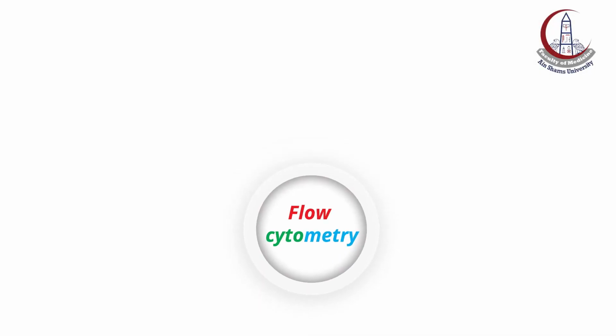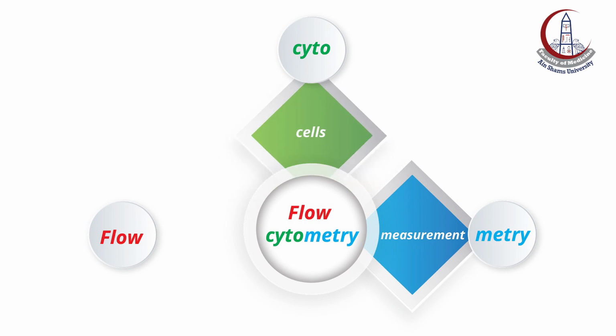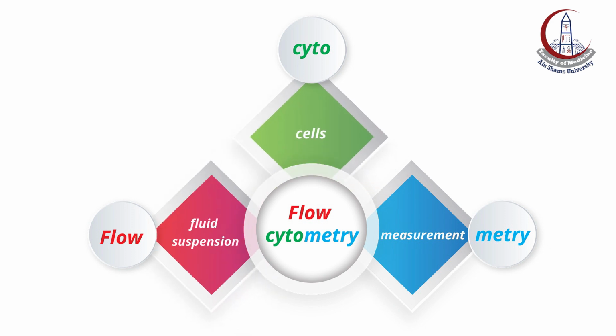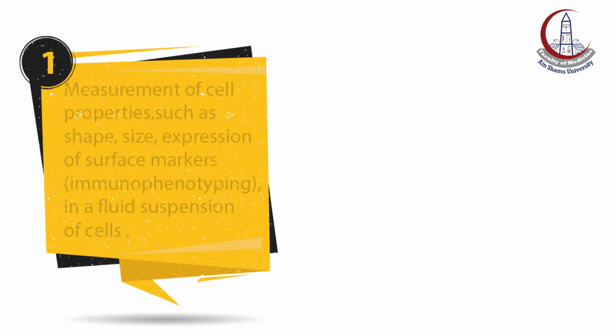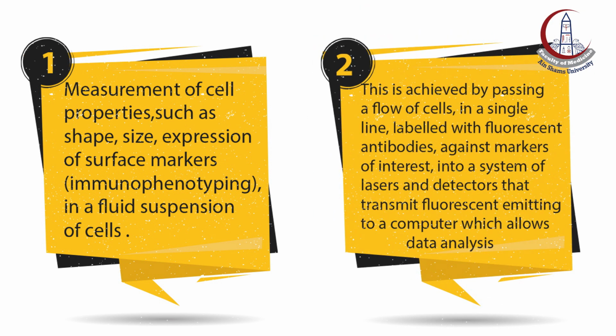Now let's talk a little bit more about flow cytometry. This is an extremely powerful tool which is used in many applications in modern times. And as the name implies, we have flow, cyto, and metry. So metry is measurement, cyto is cells, and flow means a fluid suspension. So basically, flow cytometry is measurement of cell properties such as shape, size, expression of surface markers or immunophenotyping, and even expression of intracellular signaling molecules in a fluid suspension of the cells.